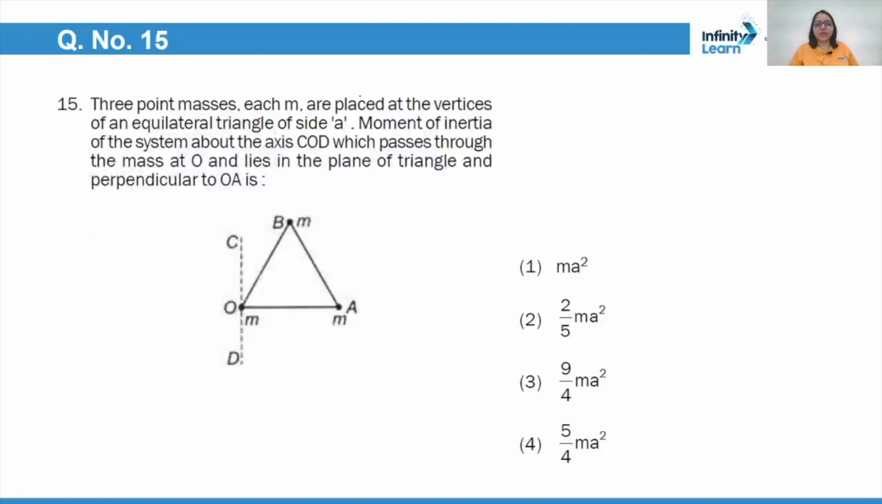Question number 15. We have this system and we need to find the moment of inertia about this CD, which is perpendicular to OA. So this is A and this distance will be A by 2, and the moment of inertia of this one will be 0. So over here it is MA square plus M into A by 2 whole square, which is 5 MA square by 4. So the correct answer is option 4.